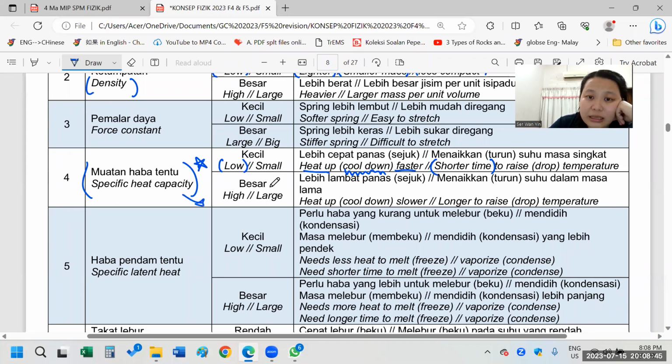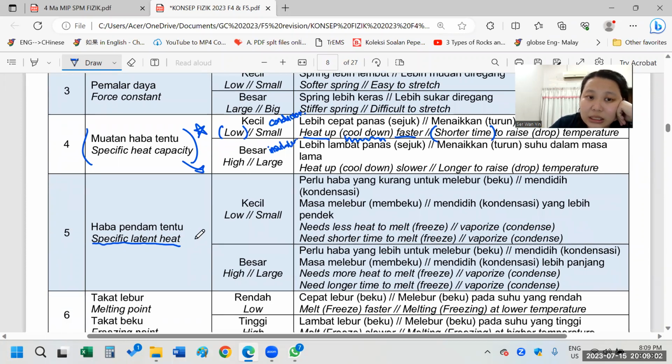Then, normally this is for conductor. This is also for conductor, heat conductor. So this is for heat insulator. Okay, so this is specific latent heat. Okay, latent heat. So what is latent heat? Means need less heat to melt or freeze.